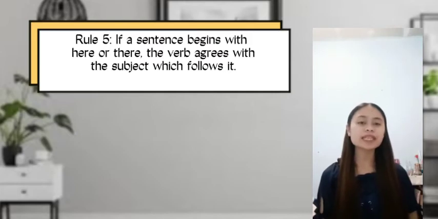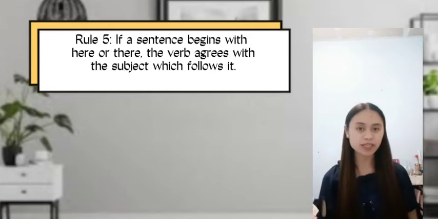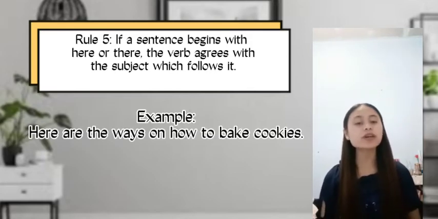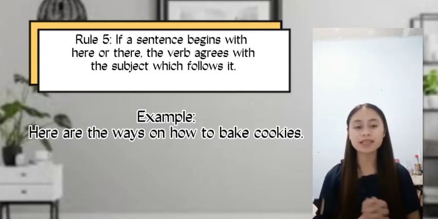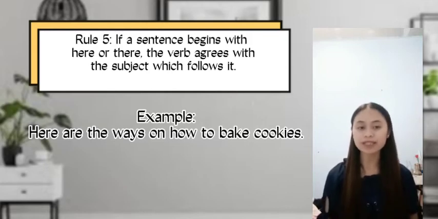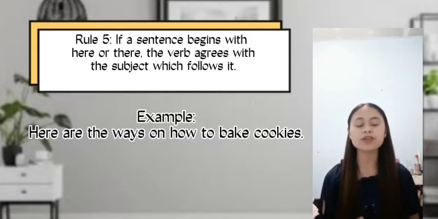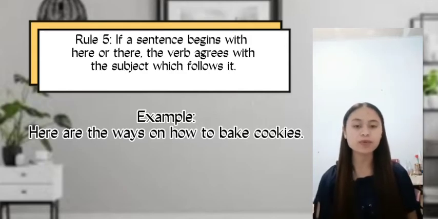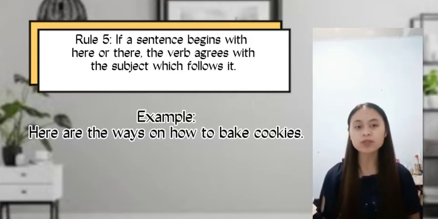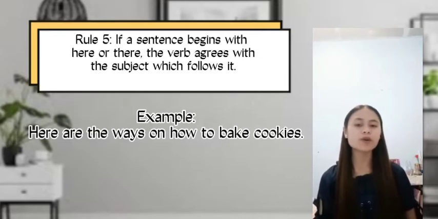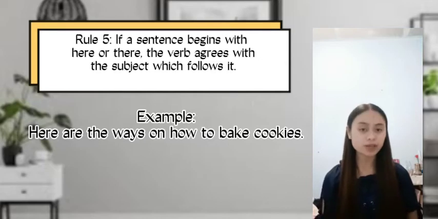Another rule: if a sentence begins with here or there, the verb agrees with the subject which follows it. So, for example, here are the ways on how to bake cookies. From this example, we have to determine first the subject. So the subject here is the word ways, or the ways. The first word here refers to the ways on how to bake cookies. So when we say ways, it is a plural form. So we are going to use the plural form of verb, which is the word are. So these are the ways, or here are the ways on how to bake cookies.